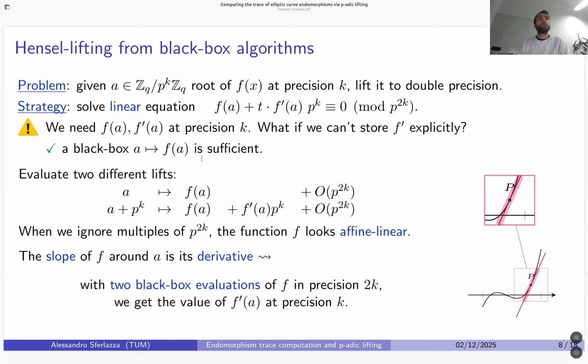So the take home here is, even if f is implicit, we don't ever write it down explicitly. We just got an algorithm to compute it. We can still find its derivative at any point that we like.